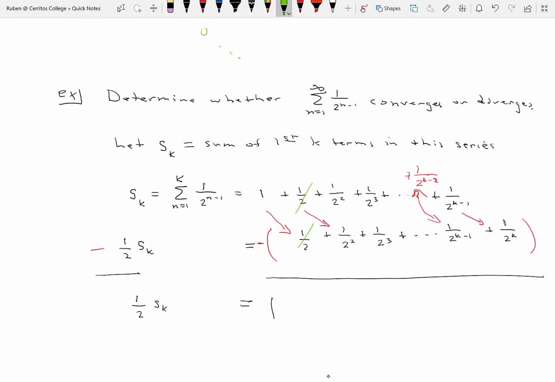Then 1 over 2 squared minus 1 over 2 squared, that's 0. 1 over 2 cubed minus 1 over 2 cubed, that's 0. All the way up to 1 over 2 to the k minus 1 minus 1 over 2 to the k minus 1, that's 0. And the only thing left that doesn't cancel out is minus 1 over 2 to the k.